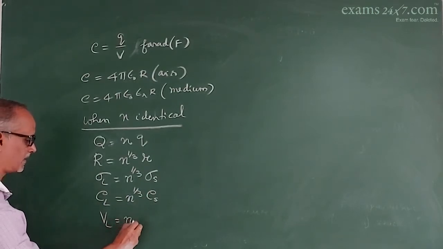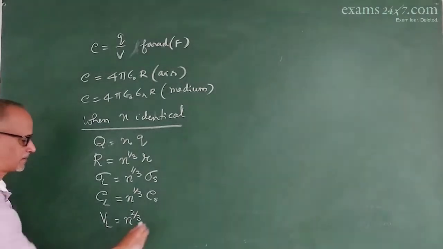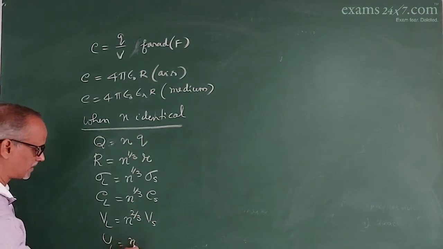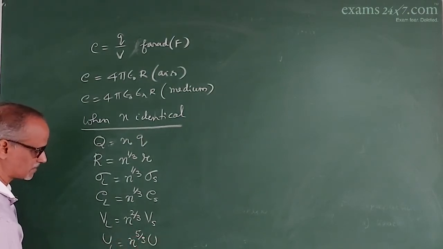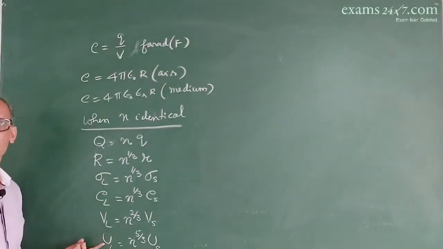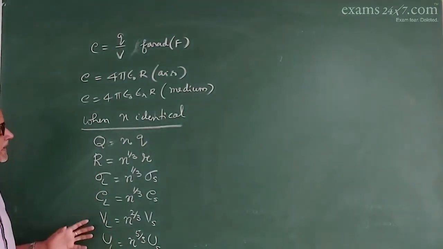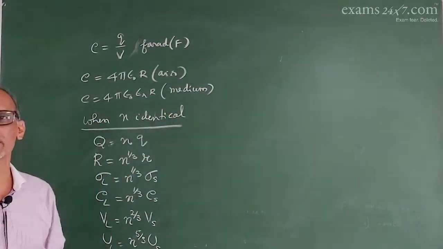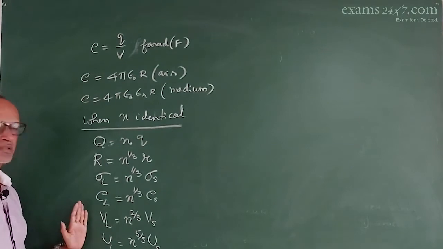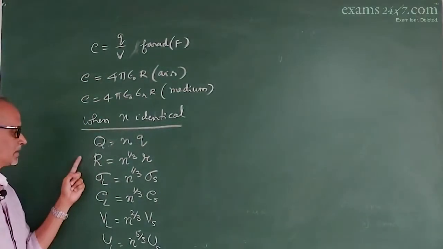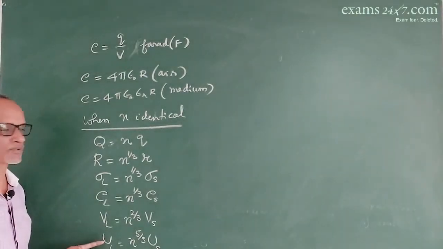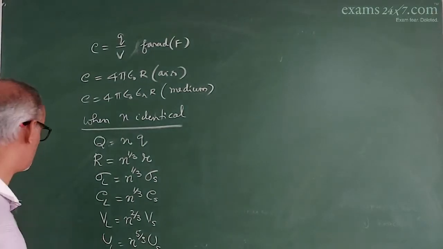Potential on the larger drop is n to the power 2/3 times potential of the smaller drop, and the energy stored in the larger drop is n to the power 5/3 times energy stored in the smaller drop. So these are the equations related to identical charge drops when combined. What is the relation between the various physical quantities that we get from this particular table? So this is the charge, radius, surface density of charge, capacity, potential, and the energy stored in the smaller drop.